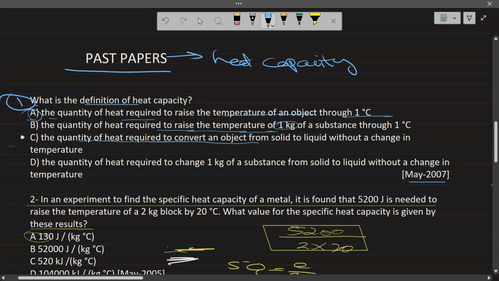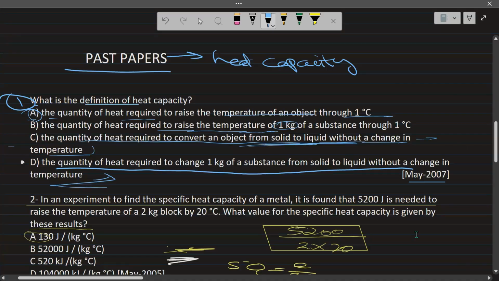The quantity of heat required to convert an object. So this is basically latent heat. Okay, this is without a change in temperature. This definition is of latent heat. This isn't of heat capacity. The quantity of heat required to change 1 kg of substance from solid to liquid without a change in temperature, and this is, I think, specific latent heat, something like that.